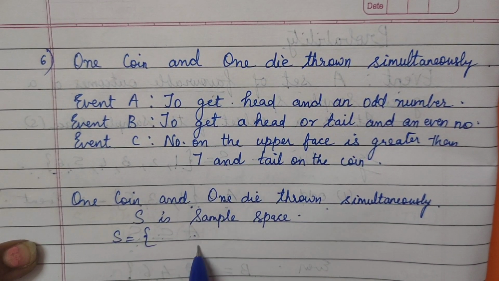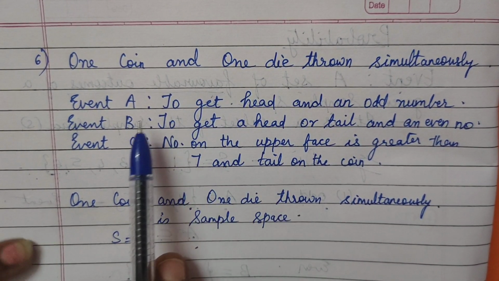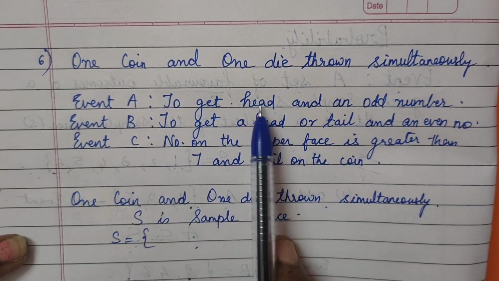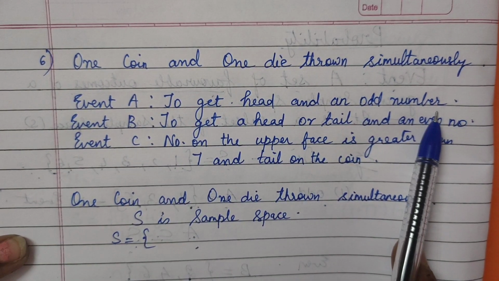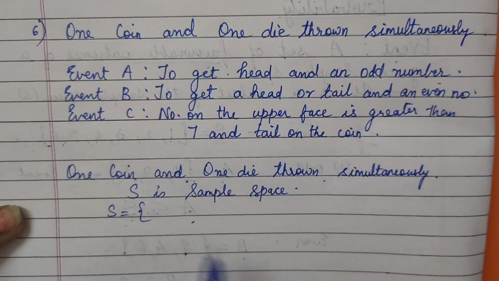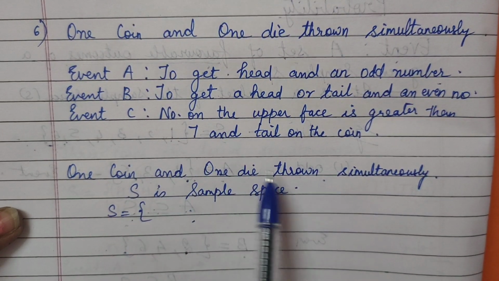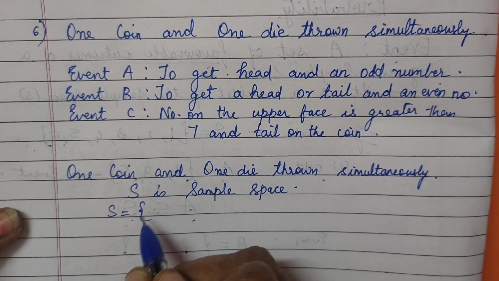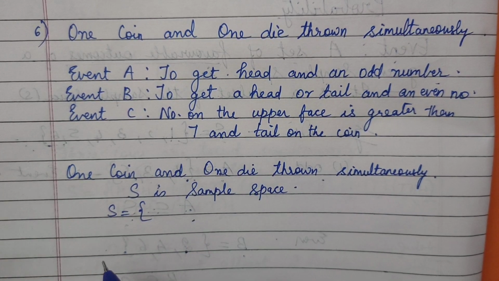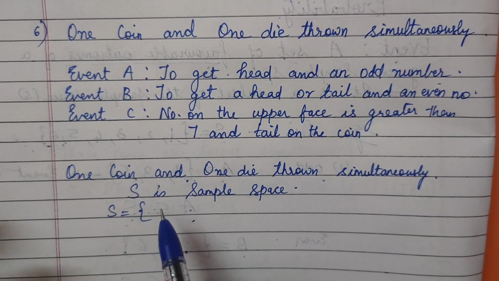Okay, now S equals. Before that, we will see the condition. We have 3 conditions. Something like get head on the odd number. I'll do it one by one. So first we will write the sample space. One coin and one die. So what is this? We have a coin means we have head and tail. Die means 1, 2, 3, 4, 5, 6.